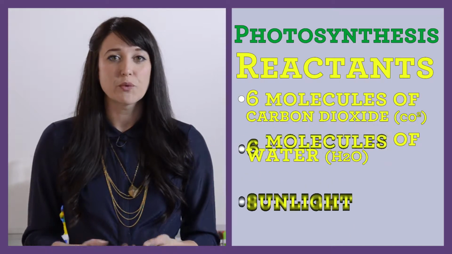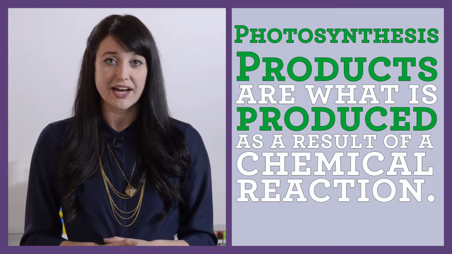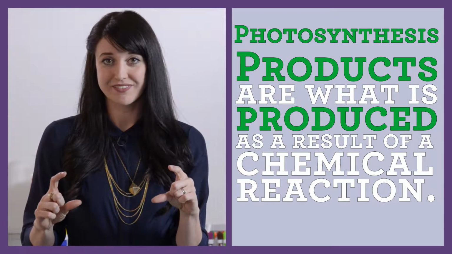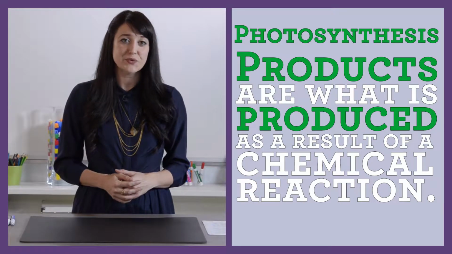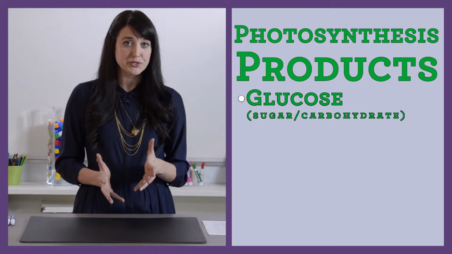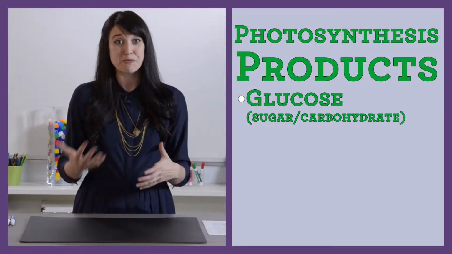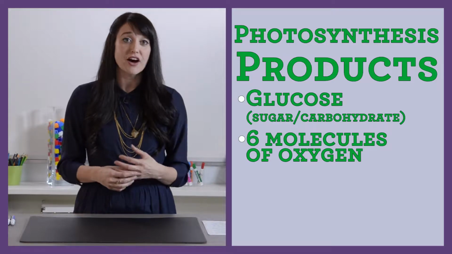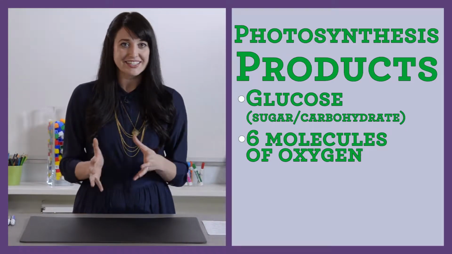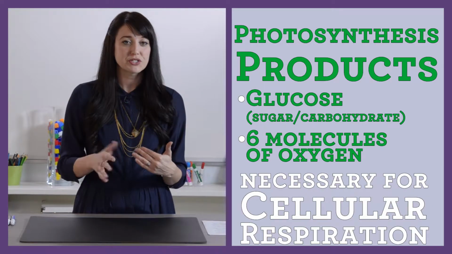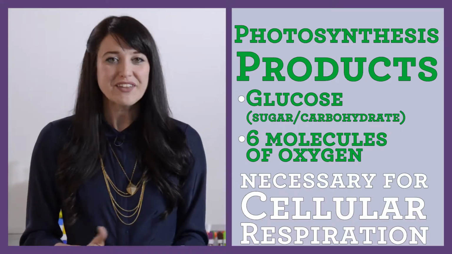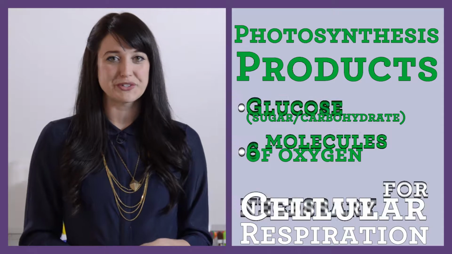The products are what is produced from a chemical reaction. Think, products produced. Photosynthesis uses the reactants to produce glucose, which is a sugar, which is a carbohydrate, and also 6 molecules of oxygen, 2 things that are necessary for animals to do the next process, which is called cellular respiration.